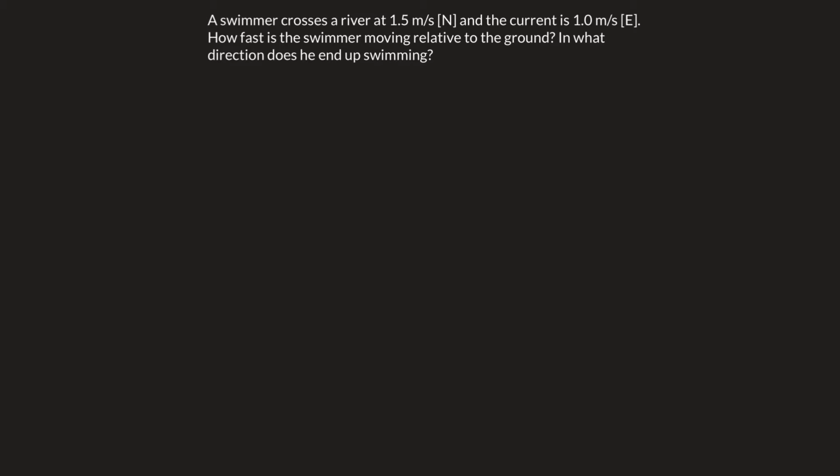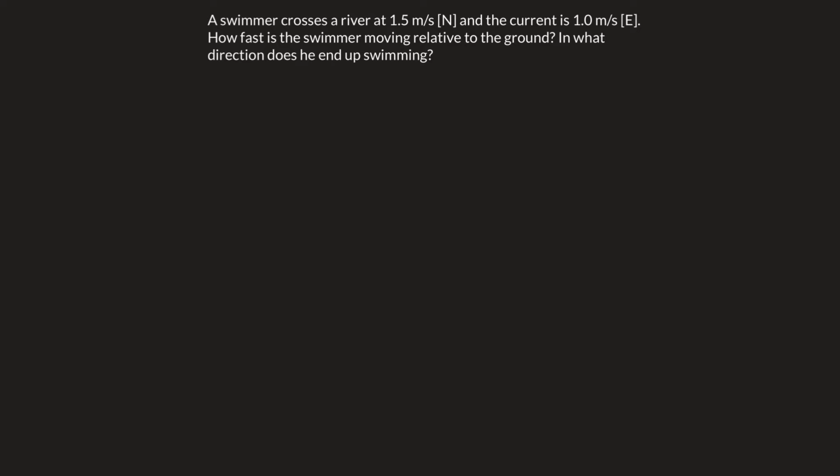This example is an example of relative motion where we have two different vectors. In this case, one is a swimmer moving at 1.5 meters per second north, and then the current of the water moving at 1.0 meters per second east. We're going to use the idea of relative motion to figure out what the net result is here.